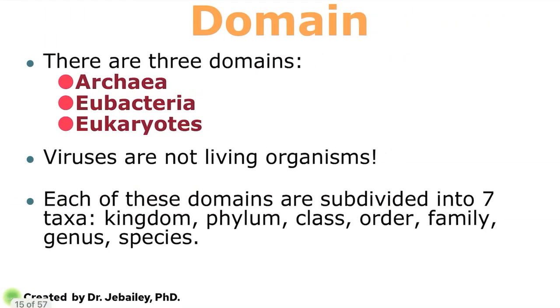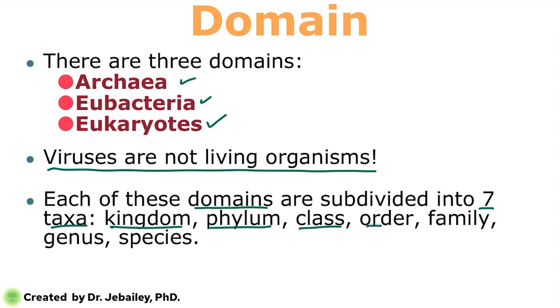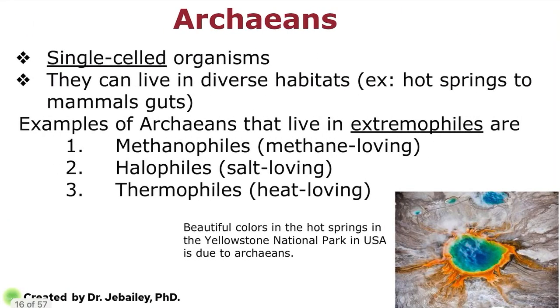Now, let's talk about each one of them. In the domain, there are 3 domains that you must know: the archaea, eubacteria, and eukaryotes. Now, viruses are not considered living organisms, so we don't even put viruses in this situation. Now, when we talk about these domains, they're divided into 7 taxa. That means kingdom, phylum, class, order, family, genus, species. You have to memorize this order.